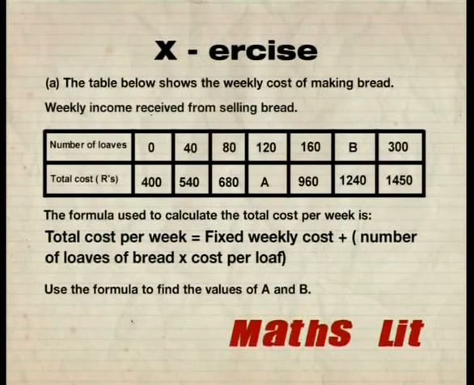The table below shows the weekly cost of making bread. The table shows weekly income received from selling bread. The formula used to calculate the total cost per week is: total cost per week is equal to the fixed weekly cost plus the number of loaves of bread times the cost per loaf. Use the formula to find the values of A and B in the table.